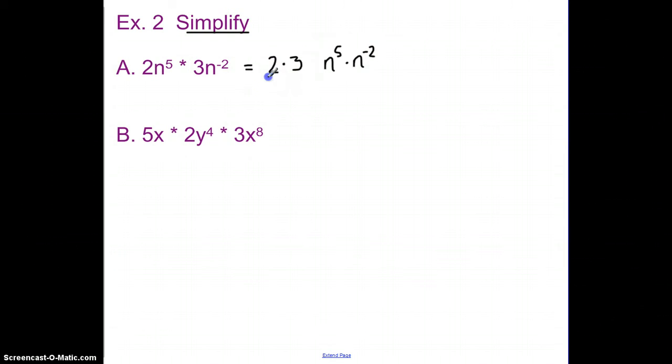So if I'm going to simplify these, 2 times 3 is going to give me 6. And then I'm going to have to take my n's and I'm actually going to have to add my exponents. So 5 and negative 2, if I were to add them together, would give me 3. So my final answer would be 6 n to the 3rd. Now I do have to be careful that I multiply all numbers out that are in some kind of exponential form. I also have to be careful that if I end up with any negative exponents, that I actually deal with them and get them into some positive exponent.